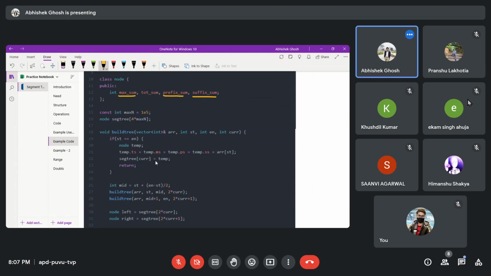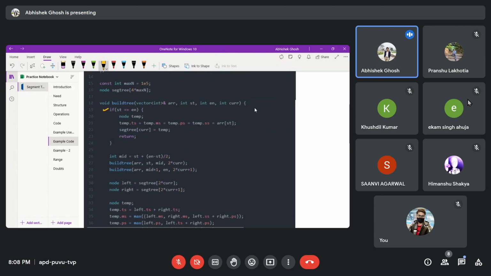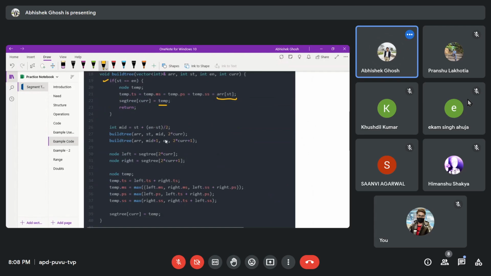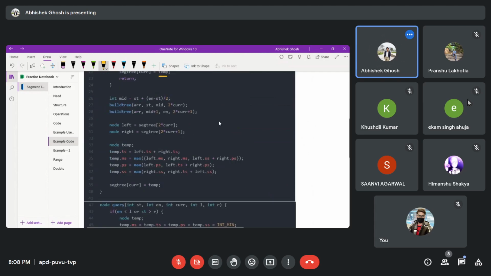So in the build part, this is the base case when we've reached a leaf node. For a leaf node, if there's just a single element, then prefix sum, total sum, maximum sum, and everything will be just that element value, right? We'll put that and we'll return. But when we are calling to the left child and to the right child, I'm storing their values here. So now I have the sum for left and right. So the total sum of the parent would be the total sum of left and right child. This is a no-brainer, absolutely.